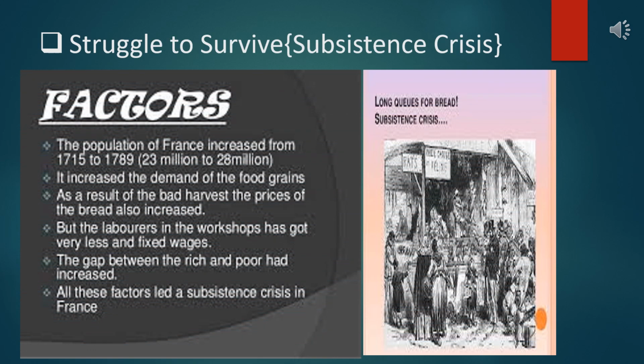Now students, the third important cause of French Revolution was the subsistence crisis. See students, subsistence crisis is a situation in which common people find scarcity of basic necessities of life. The same thing happened in France also. The population of France was increasing day by day, and thus the demand for food was also increasing. That is a natural factor. But the supply of food grains did not meet the demand, neither from the monarchy nor from the nobles. And thus, the prices of food grains went high.